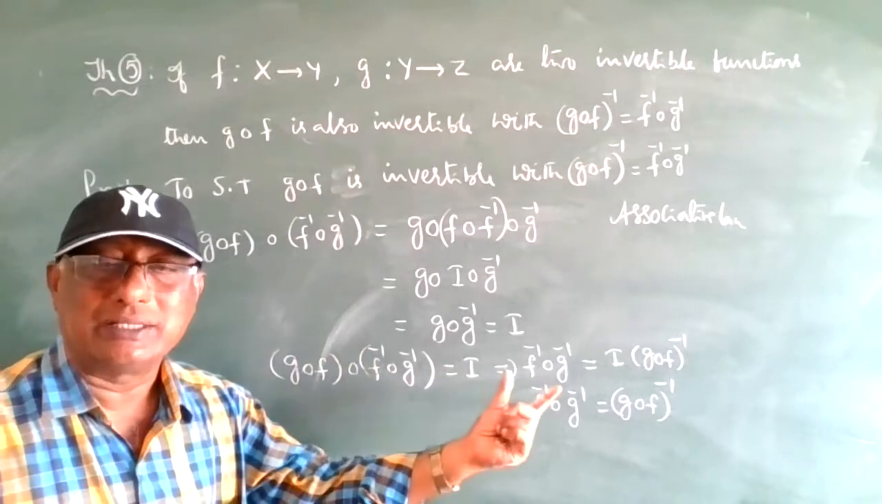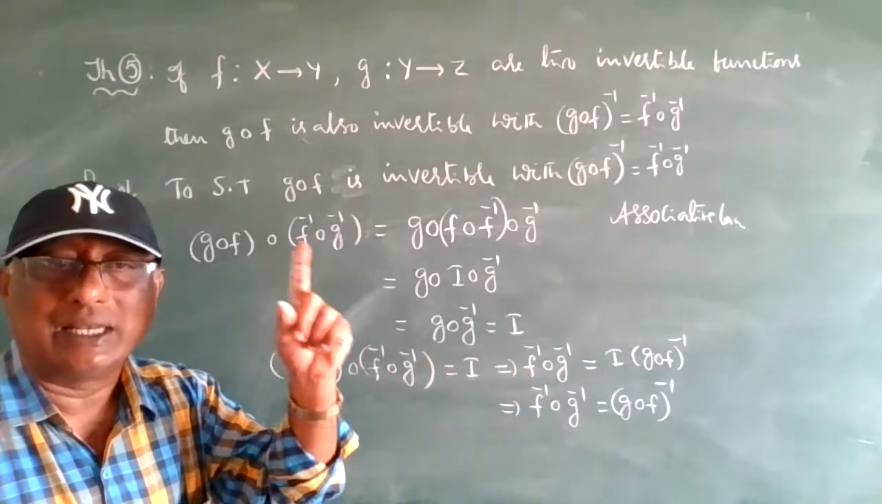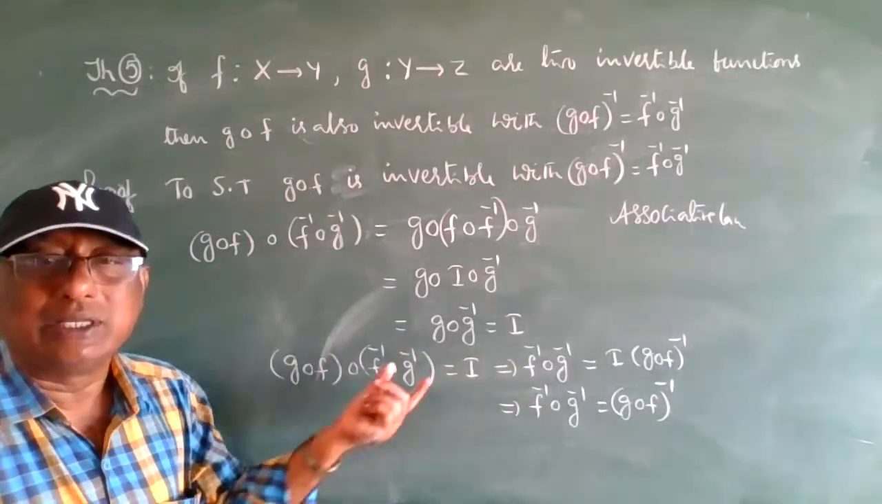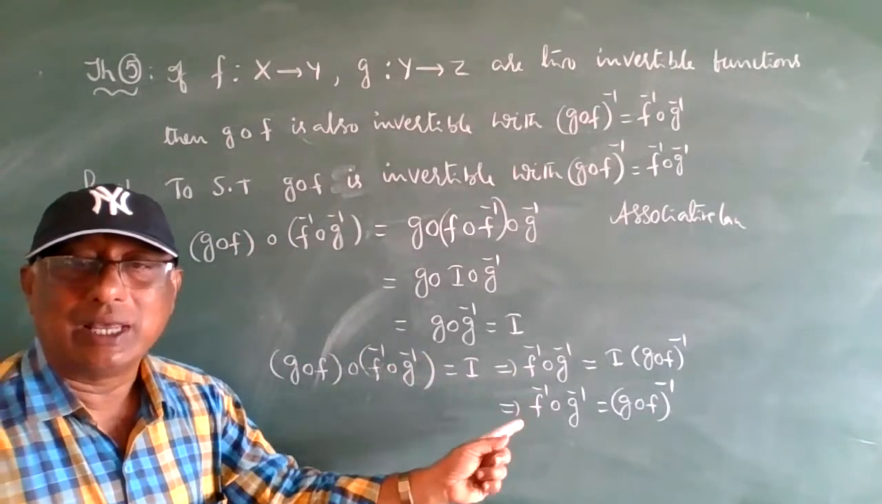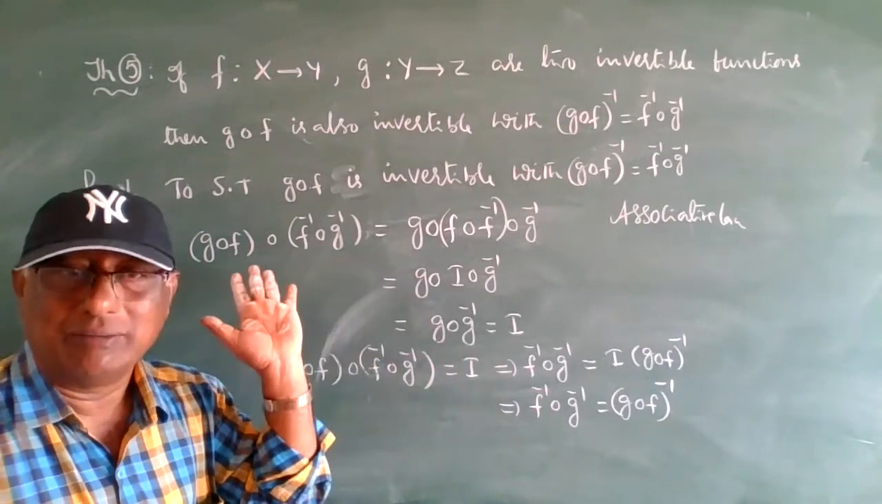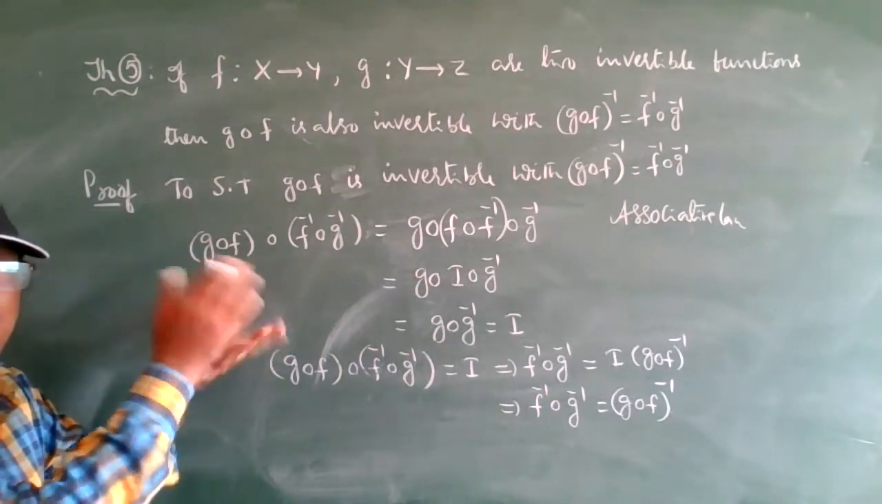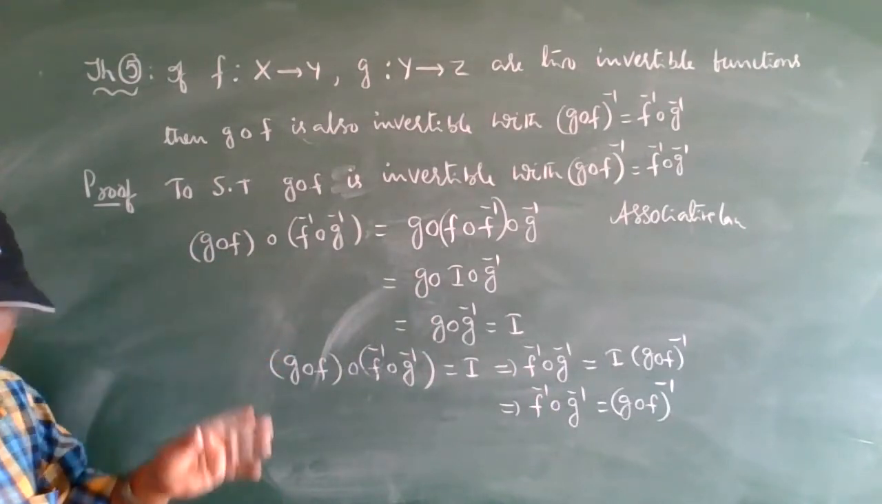Bring this to the right side. F inverse circle G inverse is I into (G circle F) whole inverse. I gives the same element. Therefore, F inverse circle G inverse is (G circle F) whole inverse. In the same way, reverse order also we can take. We get the same answer.